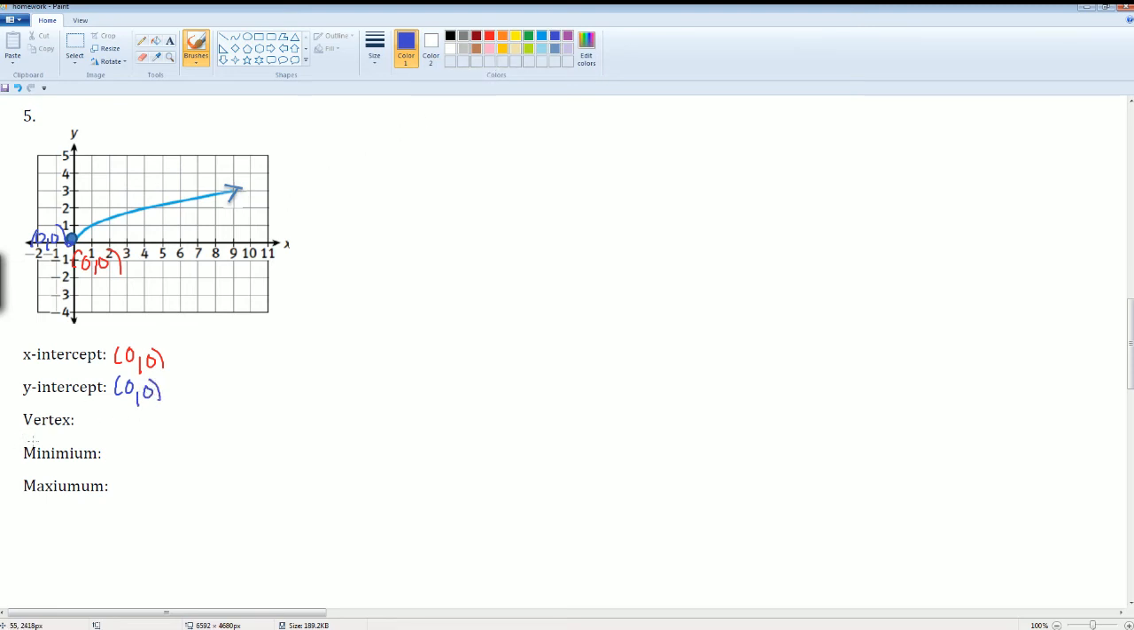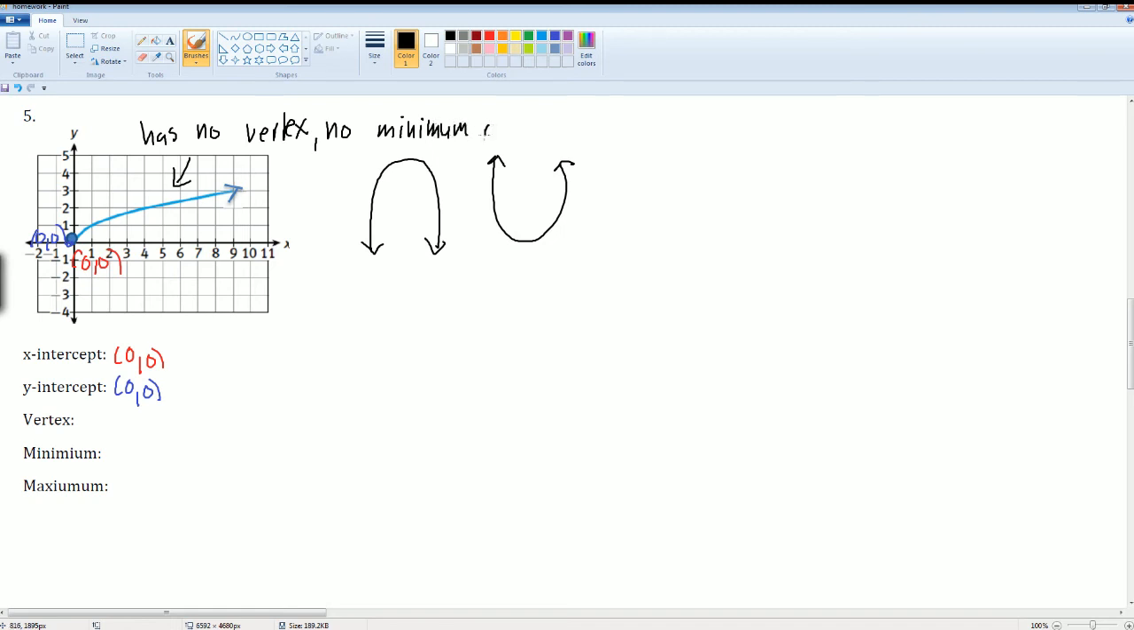What is your vertex? Before we go to vertex, you go to minimum and maximum. Does this look like one of these parabolas? No, it does not. This has no vertex, so it has no minimum or maximum. A lot of people think this is its minimum. Really not, because this is sort of its end, or the start of this ray. So this has no vertex, minimum, or maximum.